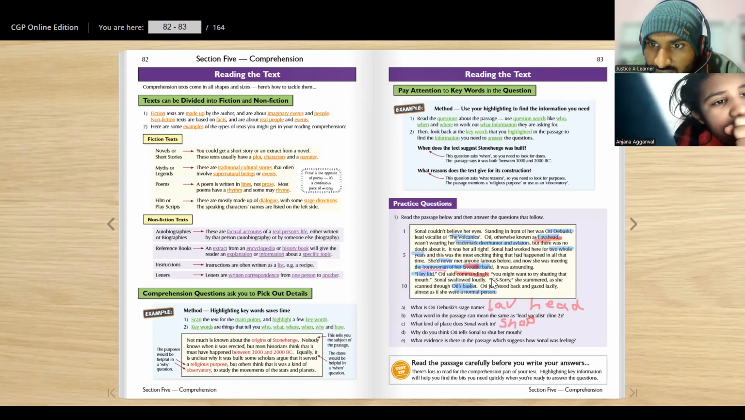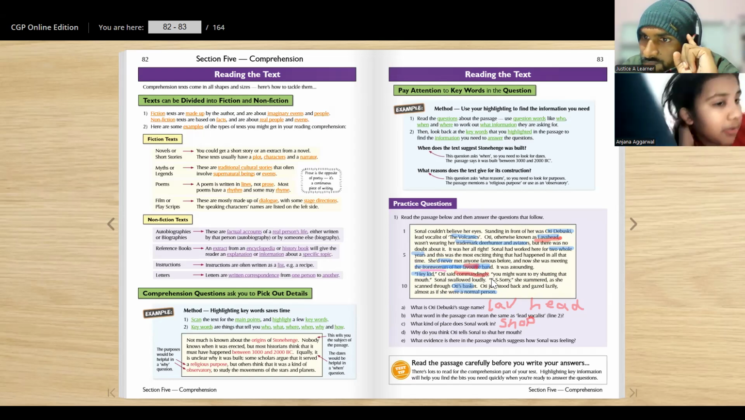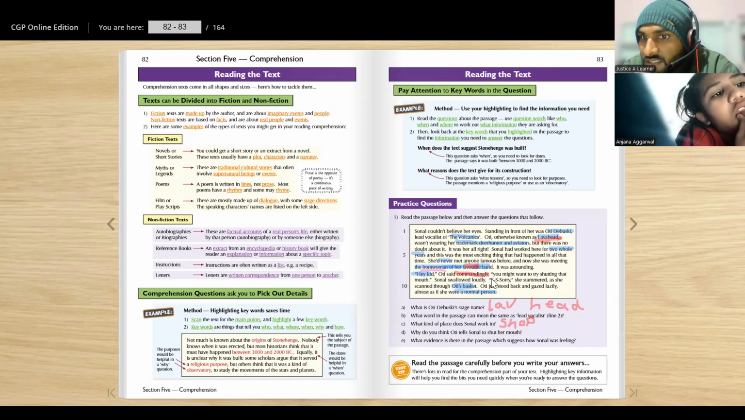Sonal swallowed loudly. Sorry, she stammered as she scanned through OT's basket, right? So here, she had never met anyone famous before, and now she was meeting the front woman of her favorite brand. This is something we can draw our answer from. So what statement is kept earlier? She would never. Is it because OT is famous and someone just works in a shop, so OT's got attitude? Yes, and she was meeting the front woman of her favorite band. That was the reason.